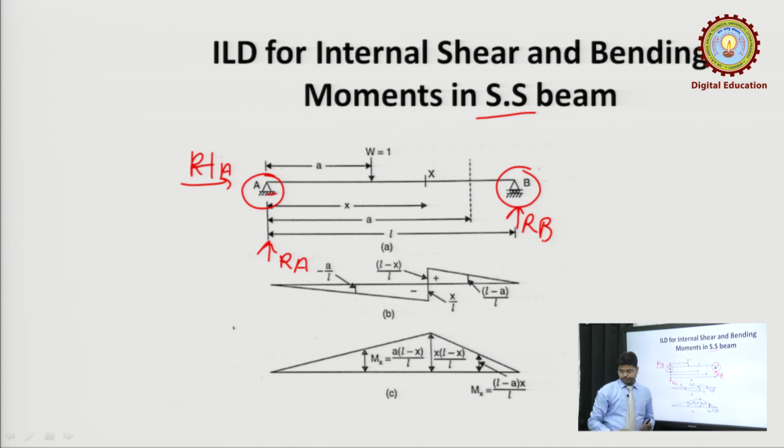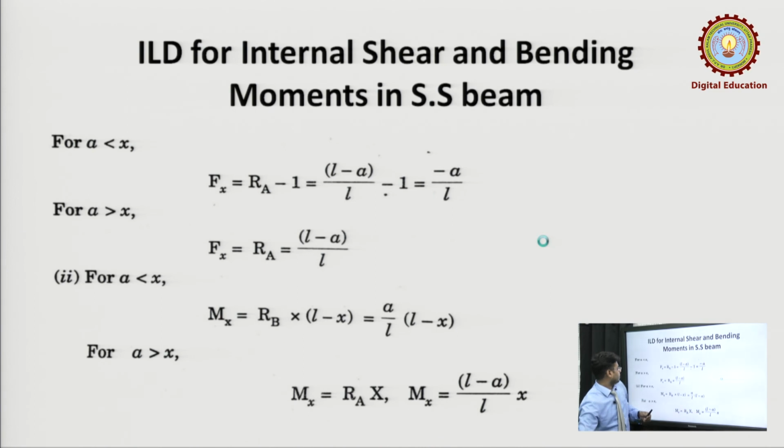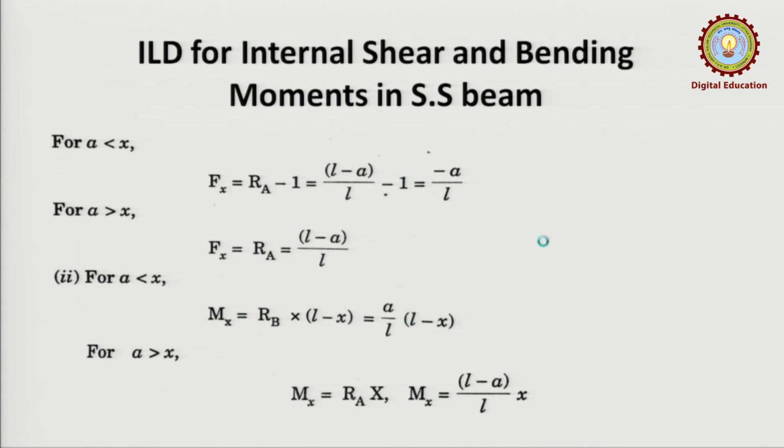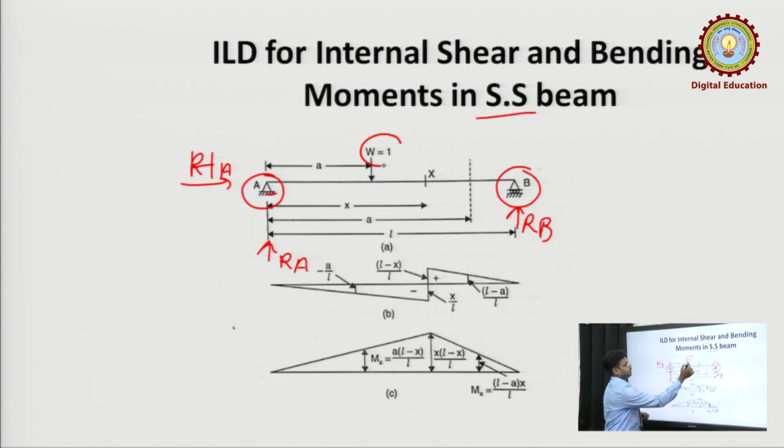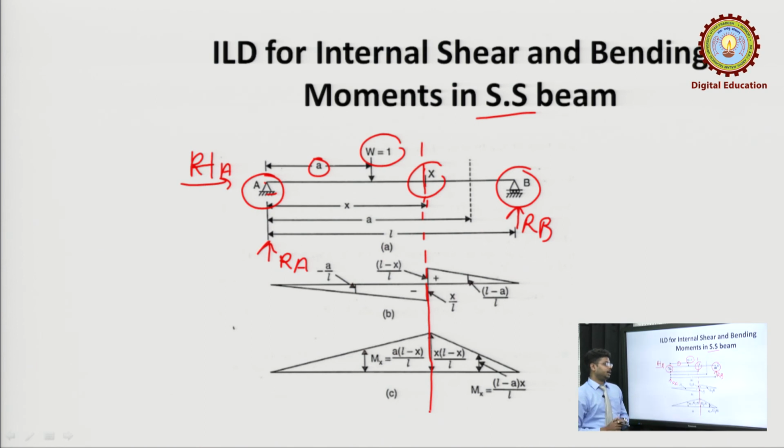How can we draw? Here the value for a is less than x. What does a less than x mean? Here we can say that the unit load is acting at some distance a from A, and the section is at x. Here we are going to draw the influence line diagram for internal shear and bending moment in a simply supported beam.